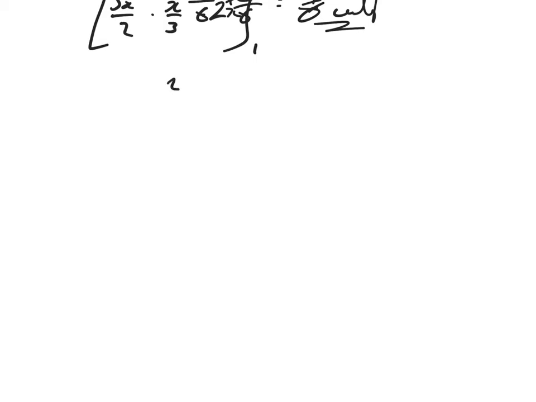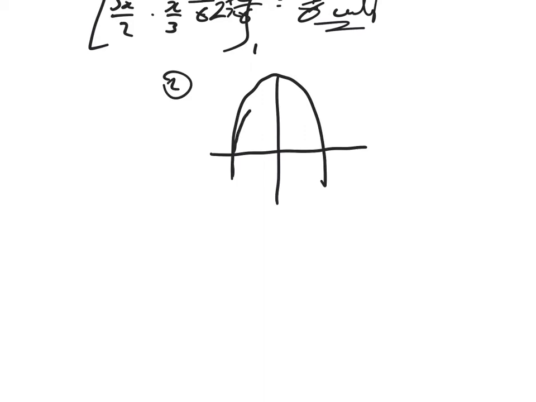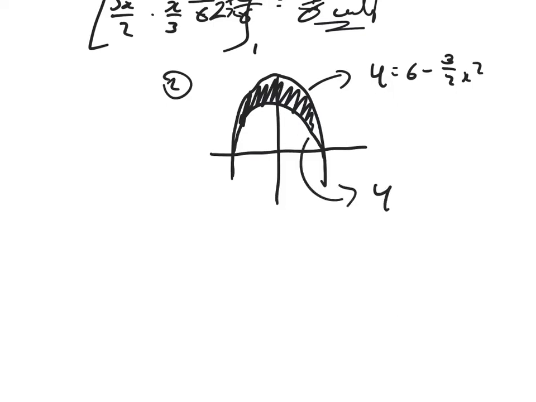Okay, let's try another. Okay, so I'm looking to find the shaded area. This function here is given by 6 minus 3 halves x squared, and this function here is given by 4 minus x squared.